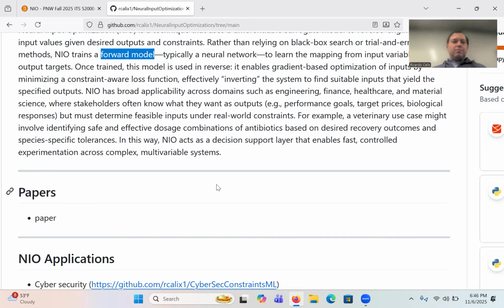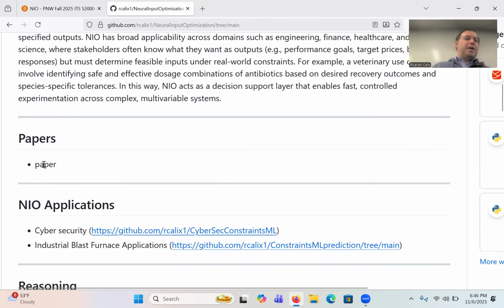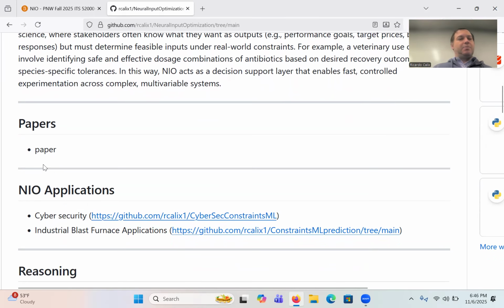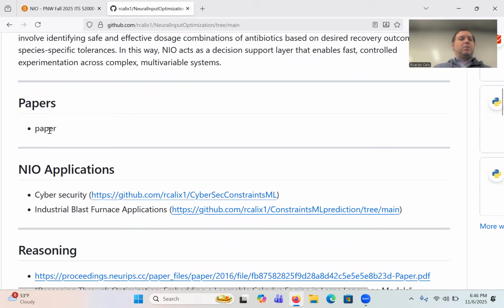So yeah, in this way, NIO acts as a decision support layer that enables fast control experimentation across complex multivariable systems. Okay, we got a paper coming up. As I said, it just hasn't been published yet. Once it's published, I will paste it here.